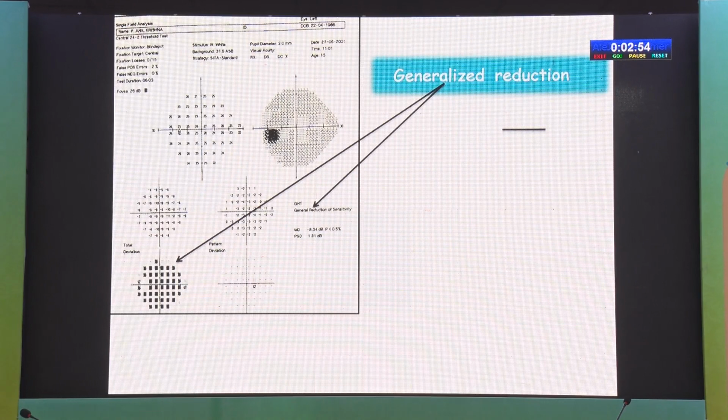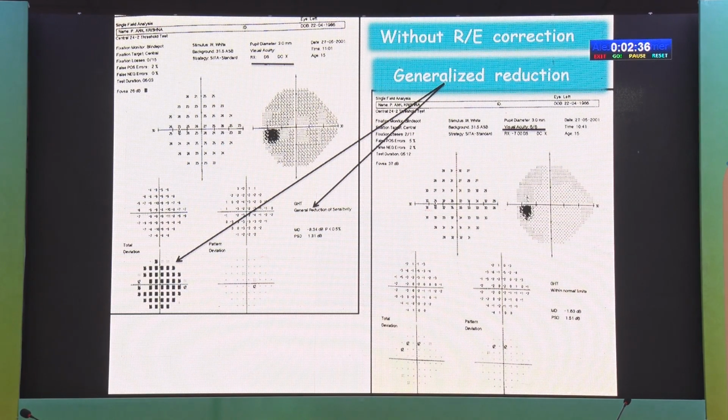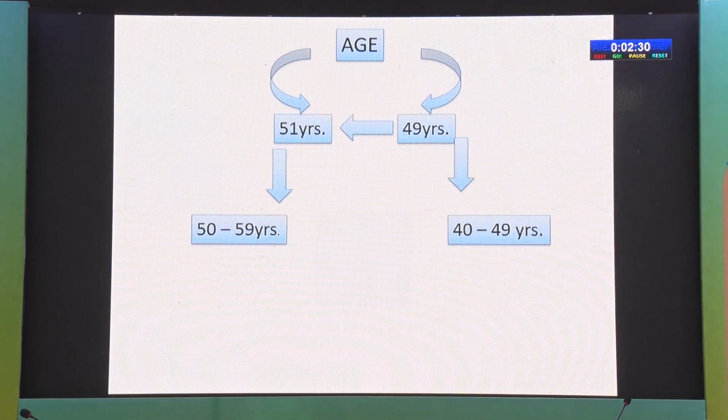A generalized reduction of sensitivity like this, where GHT is showing abnormal general reduction of sensitivity, a bad total and an absolutely normal pattern field, means that there is a general reduction of sensitivity which could have occurred either because of a small pupil, cataract, or other media opacities, but it can also happen because of a refractive error correction which was not done, which was the case here. A minus 7 diopter was not included, and when it was, as you can see, the field has significantly improved.